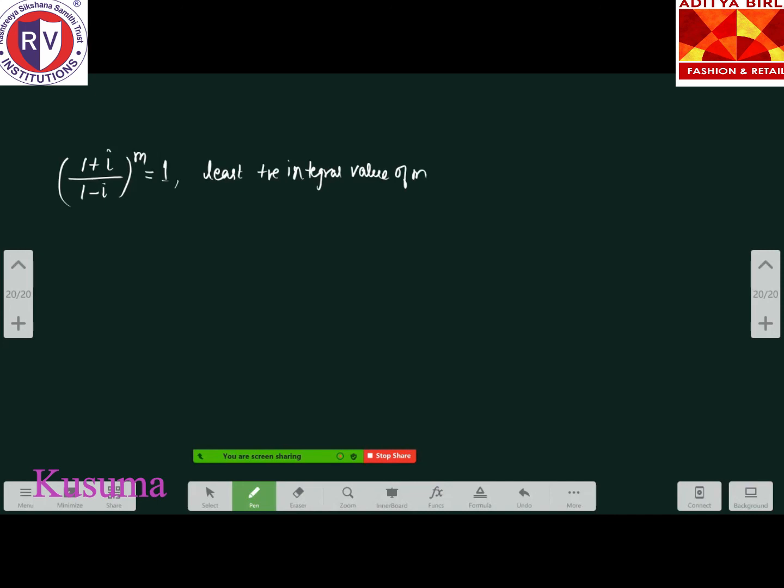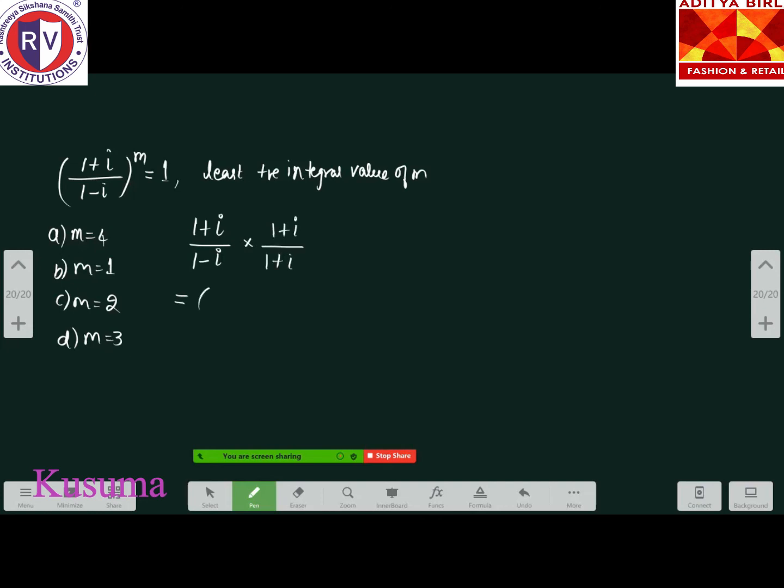Okay, the options are m is equal to 4, m is equal to 1, m is equal to 2, and option D is m is equal to 3. Okay, so here what is given? 1 plus i divided by 1 minus i. Now let us simplify this and see what will be the value of this. That is, let us rationalize this.